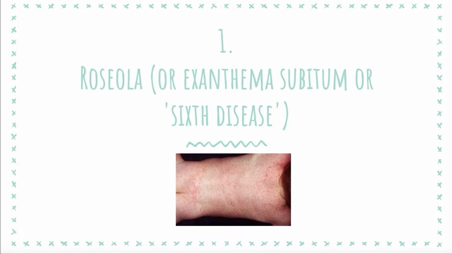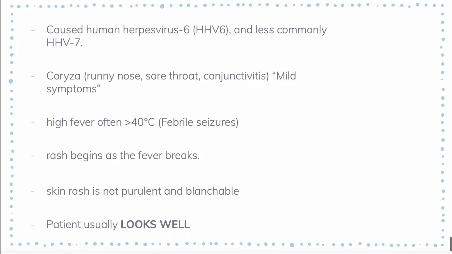So first, we're going to talk about roseola, which is the exanthem subitum or sixth disease. So why is it called sixth disease? Because it's usually caused by human herpes type 6 and less commonly by human herpes type 7. So how do patients present? They present with upper respiratory symptoms such as runny nose, sore throat, and conjunctivitis, a combination which we call coryza.